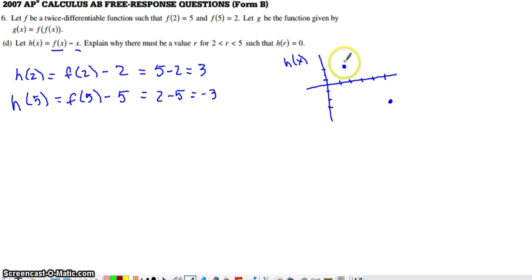since h of 2 is 3 and h of 5 is negative 3, and 0 would be in between those two y's on the y-axis, we're guaranteed that as we go from this point to this point, no matter what the graph looks like, whether it's linear, wavy, what have you, you have to cross the y value of 0 to get from here to here with a continuous graph. The intermediate value theorem proves that for us.